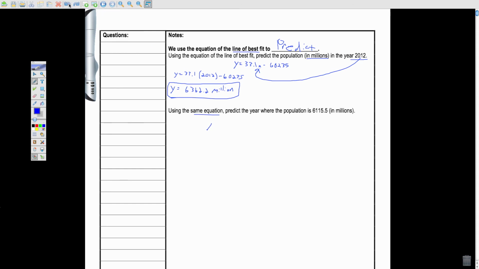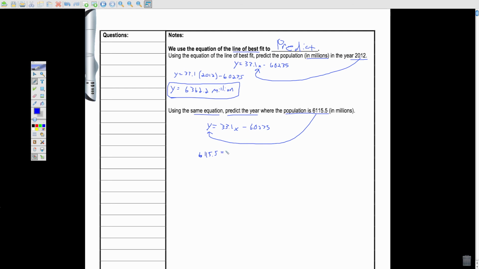Okay, the last one, using the same equation. If you want to write it down again, y equals 33.1x minus 60,235. All right, to predict the year. So we want to predict the year when the population is 6,115.5. Now it gave us the population. If you look back at your table, you can see that that population is the y value. So I'm going to take that number and plug it in for y.